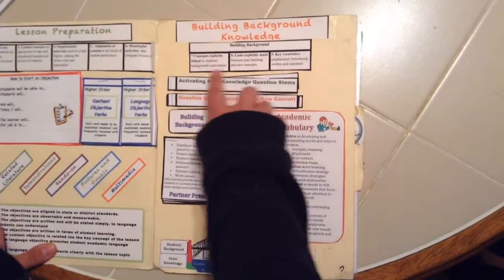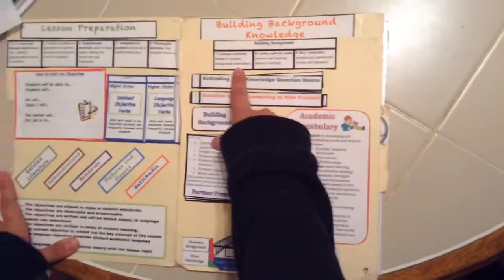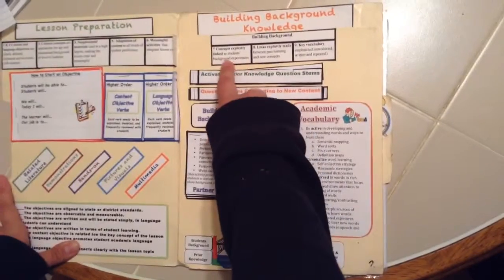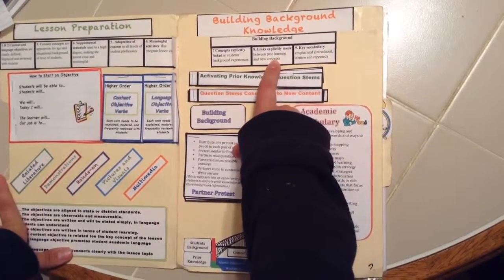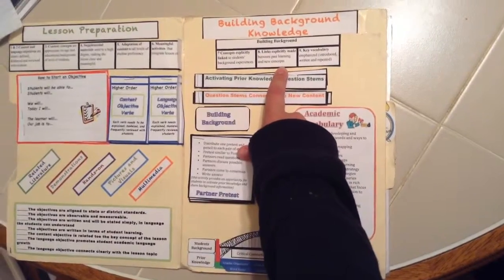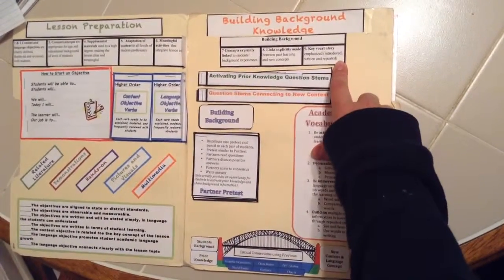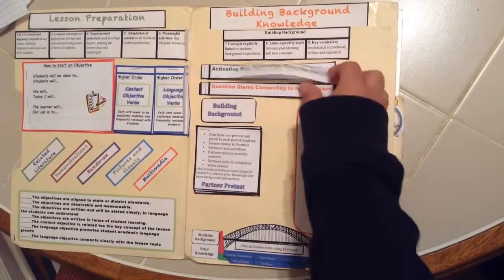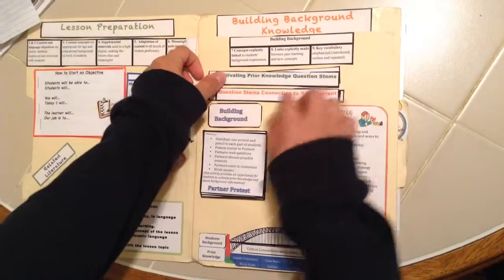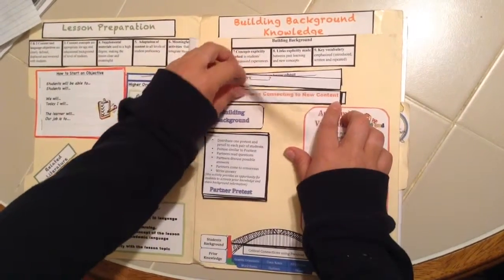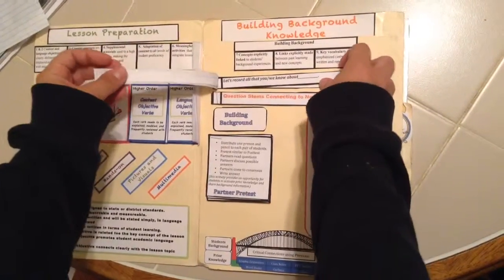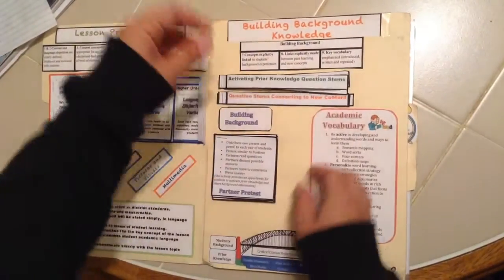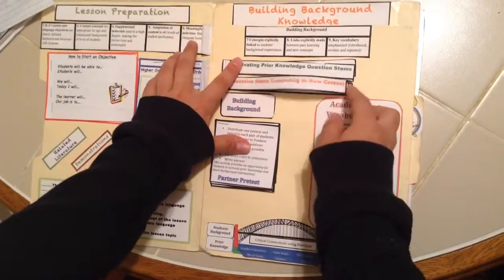This building background knowledge has 3 indicators: concepts explicitly linked to students' background experiences, links explicitly made between past learning and new concepts, key vocabulary emphasized. We have 2 little flips that are activating prior knowledge question stems. Who remembers? Let's record all that you know, etc. Question stems connecting to new content.